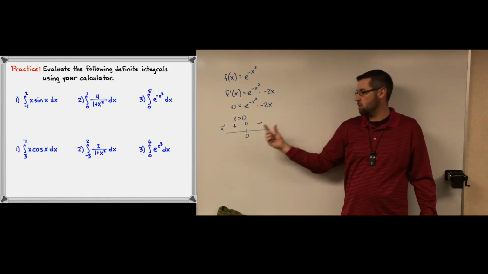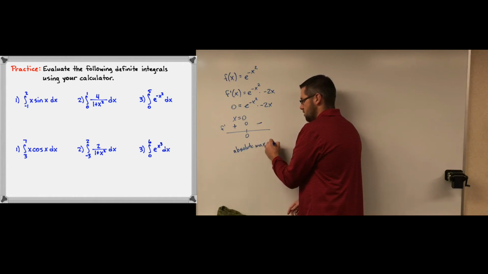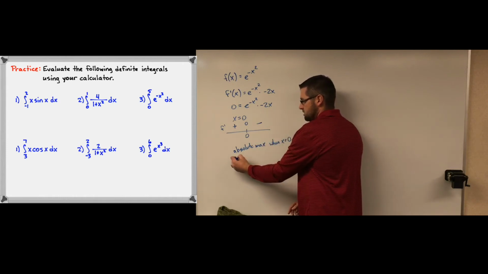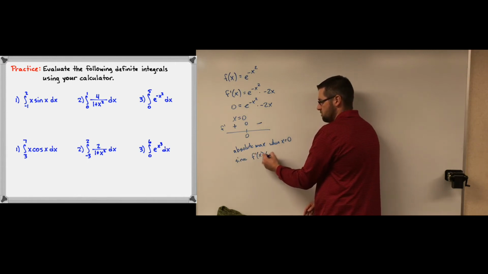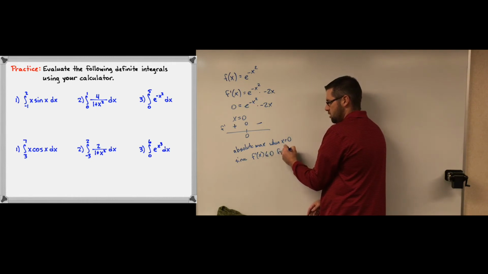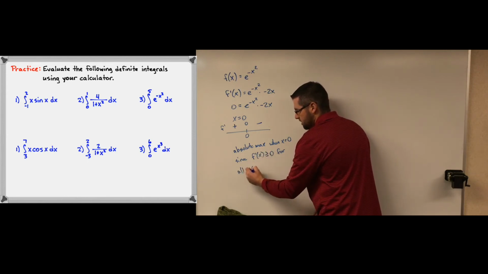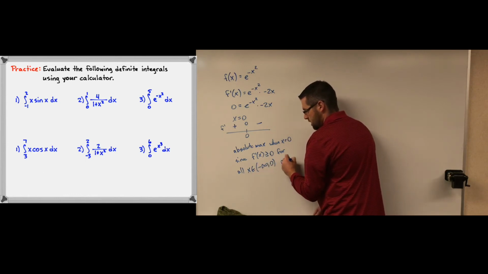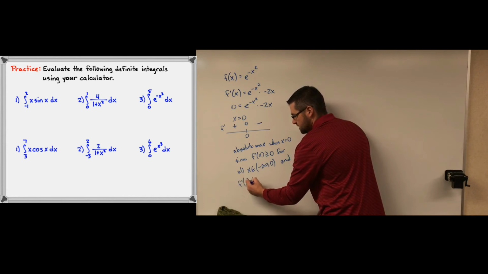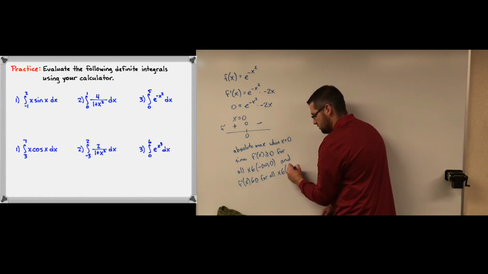what can we say about when x equals 0? No, it's not relative. It's absolute max when x equals 0, since we would say f prime of x is greater than or equal to 0 for all x within negative infinity to 0, and f prime is less than or equal to 0 for all x within 0 to infinity.